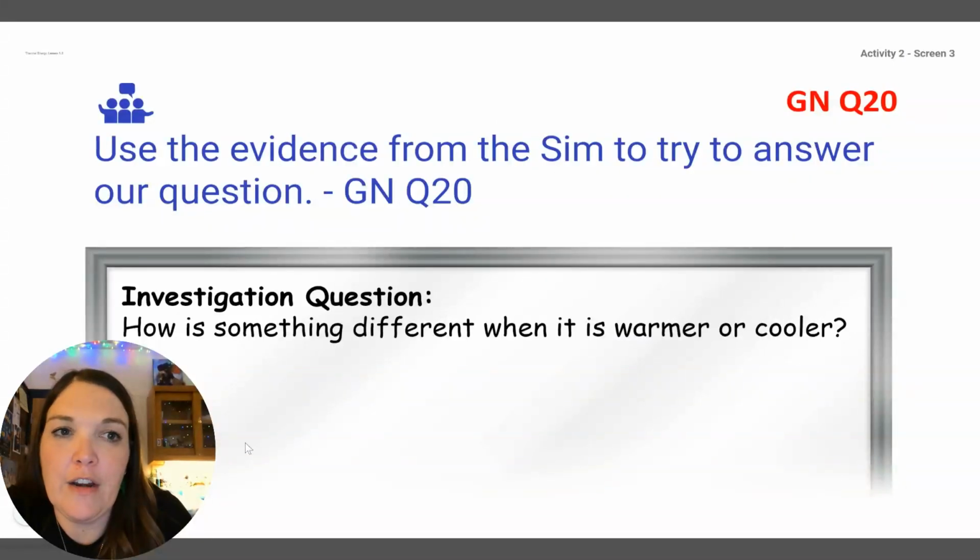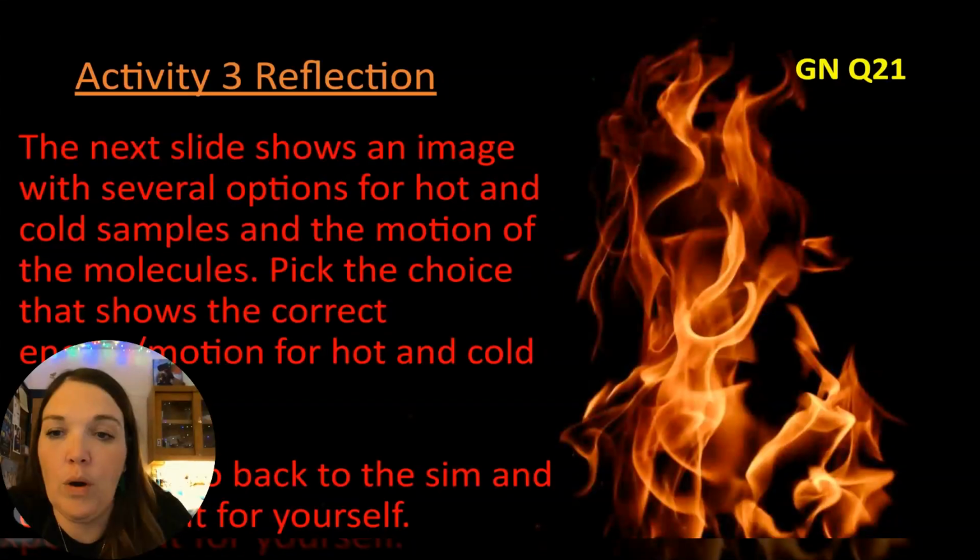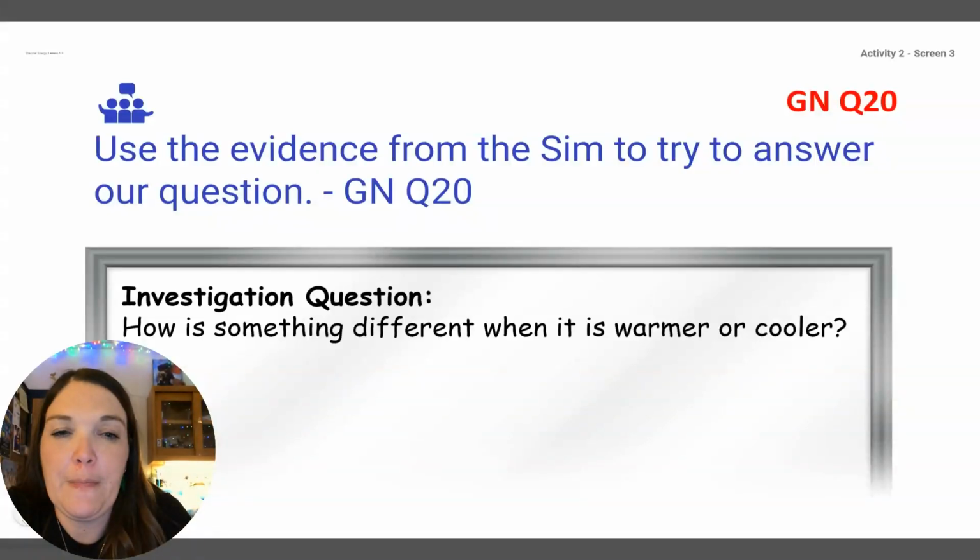And here's Guided Notes question 20. Using the evidence that we just found from the sim, I want you to try to answer our investigation question. This is Guided Notes question 20. How is something different when it is warmer or cooler? How is something different when it is warmer or cooler?